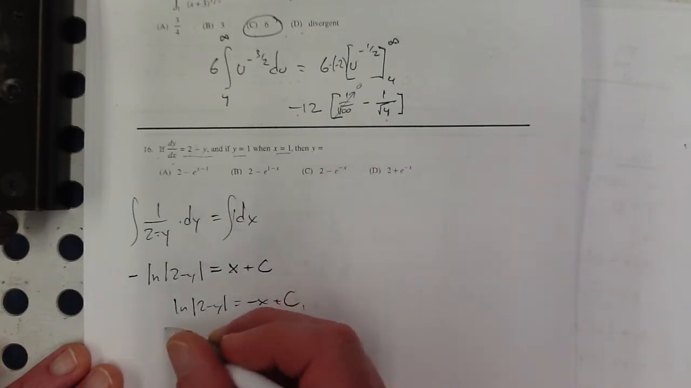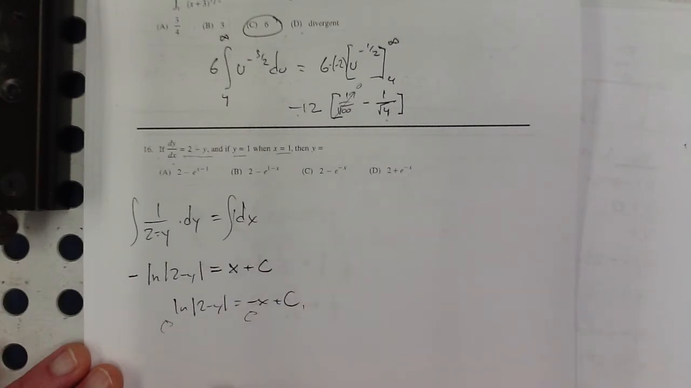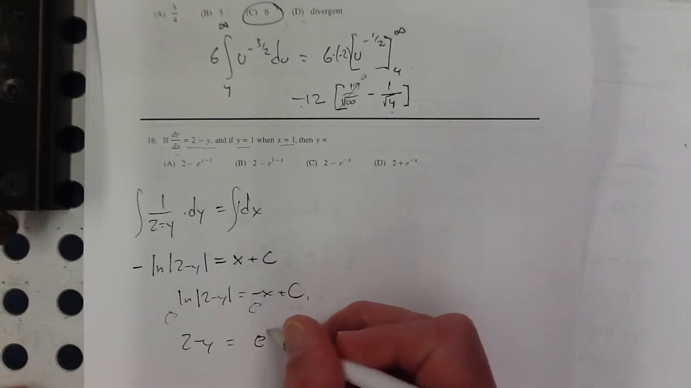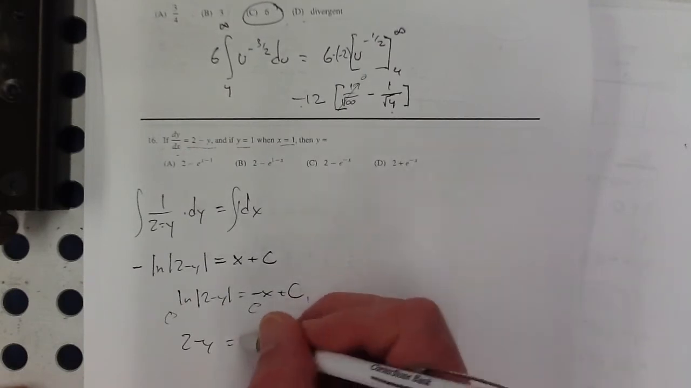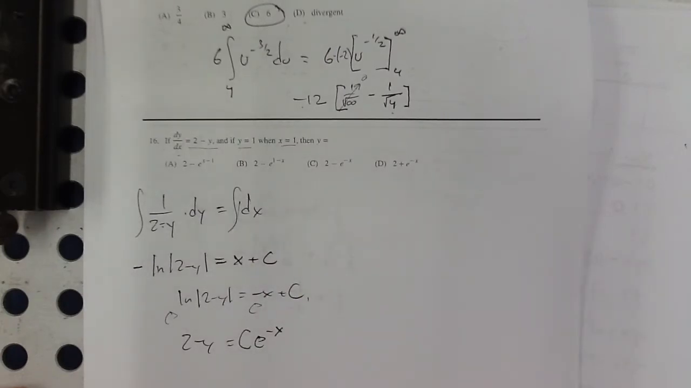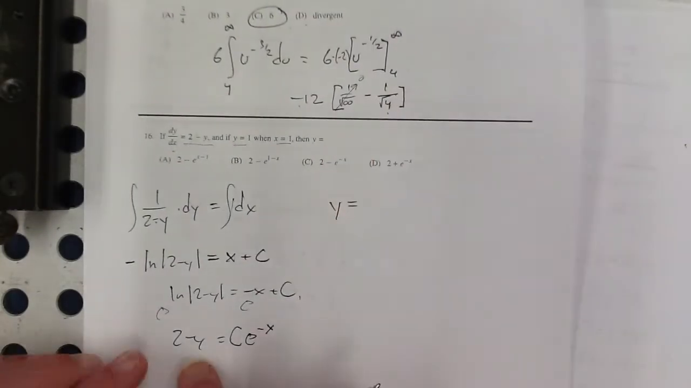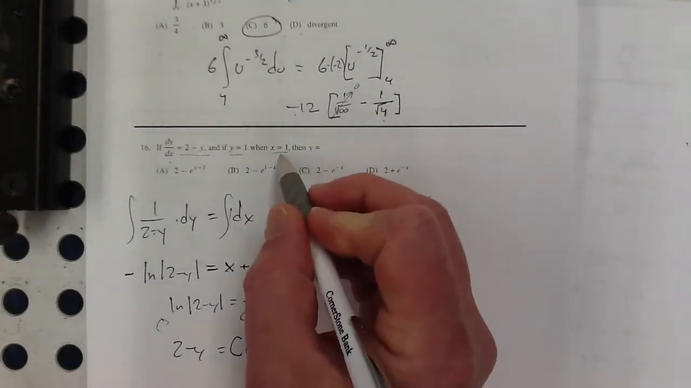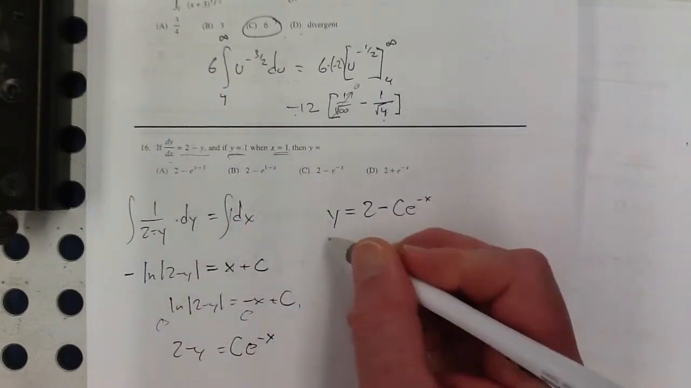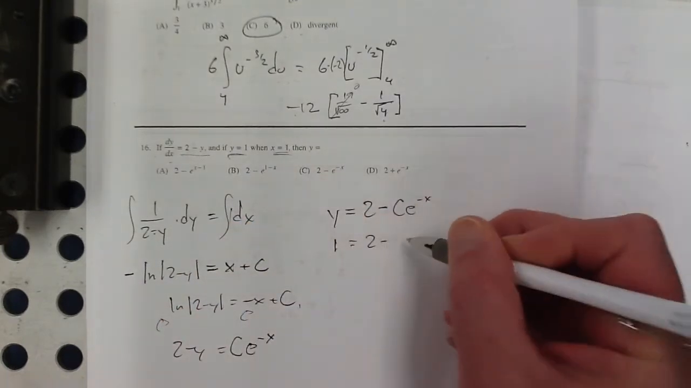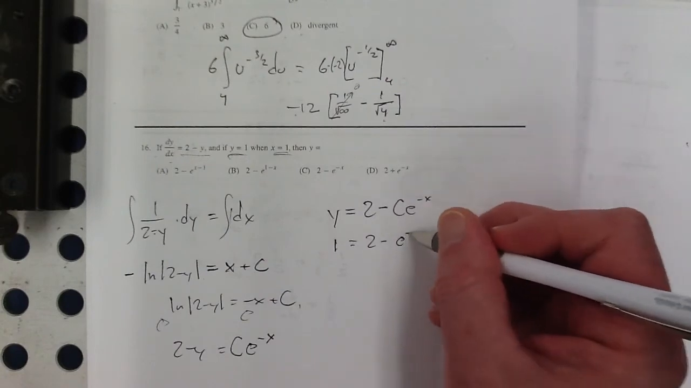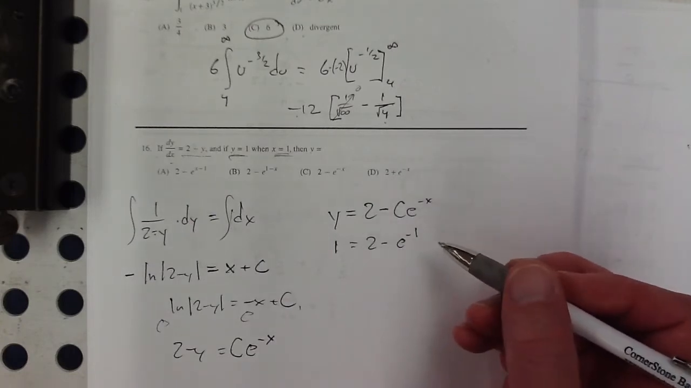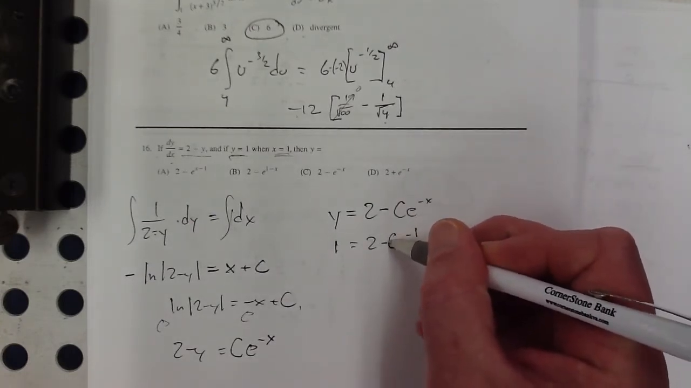Then I do e to the each side of that, so that's 2 minus y is equal to c e to the negative x. And you can move the c down here if you like. So y is equal to 2 minus c e to the minus x. And I know that when y is 1, x is 1, so solving for c now. Oh, where'd my c go? Sorry, c right there.